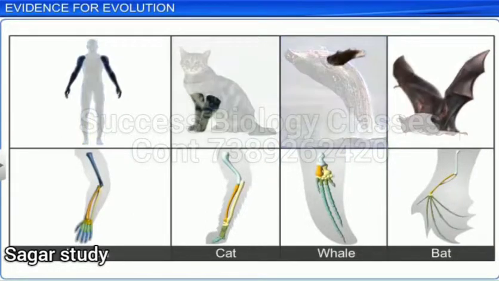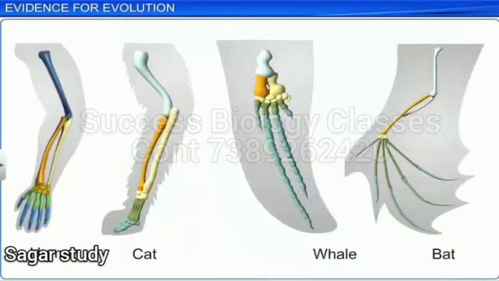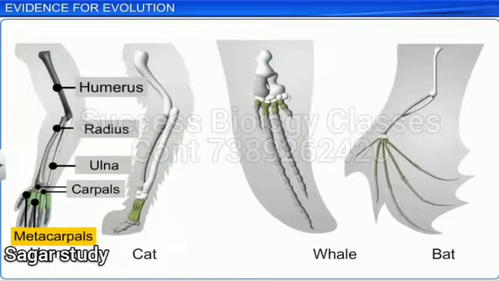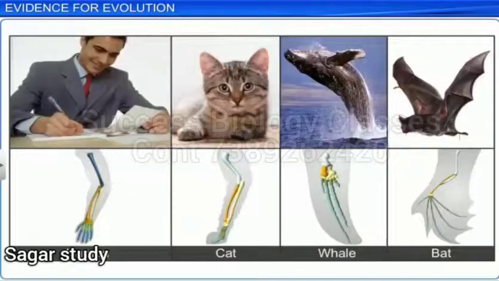If we look at mammals such as human beings, cats, whales, and bats, we find that all of them have similar patterns of bones in their forelimbs. For example, bones such as the humerus, ulna, radius, carpals, metacarpals, and phalanges are common in the forelimbs of all mammals. Notice that the anatomical structure of the forelimbs is similar even though its functions are different in all mammals.